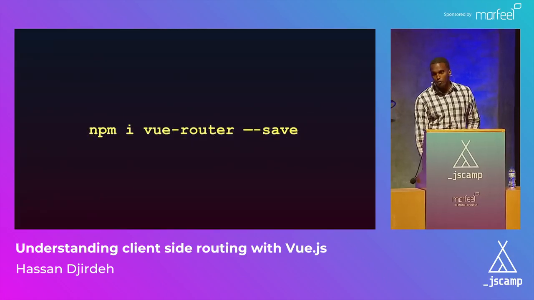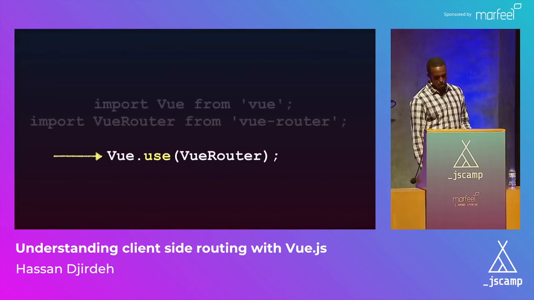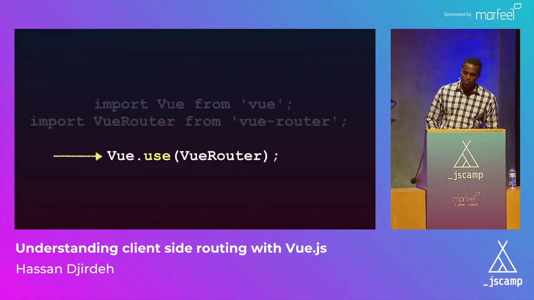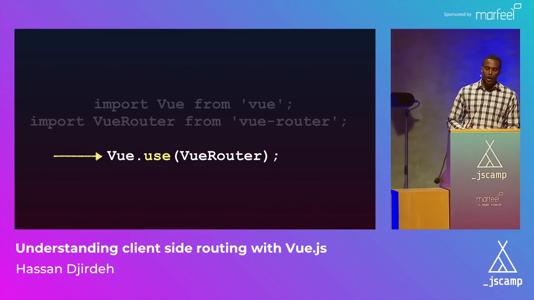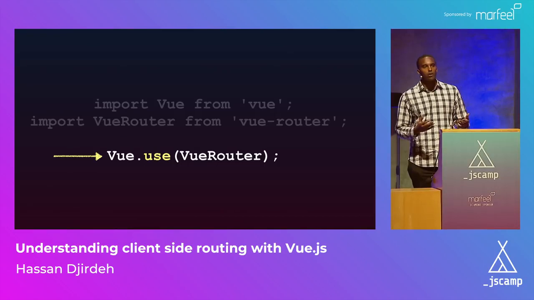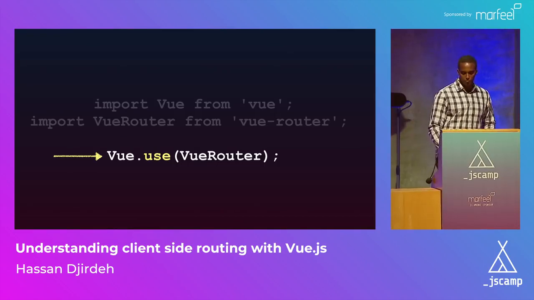So Vue router is a library, so it needs to be introduced. NPM, Yarn, a content delivery network. And for module-based apps, Vue router has to be explicitly installed. You can do so by specifying Vue.use(VueRouter), where Vue is an import of the Vue library, and VueRouter is an import of the Vue router library.